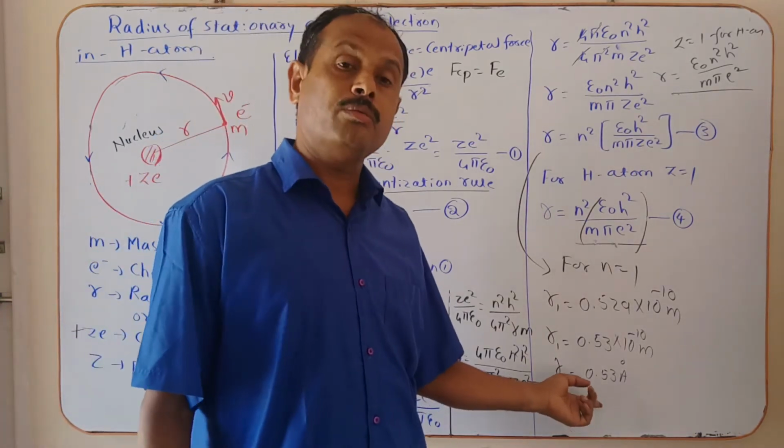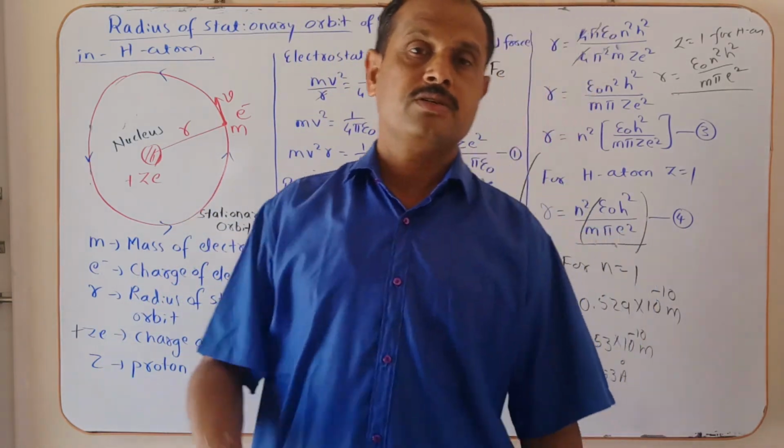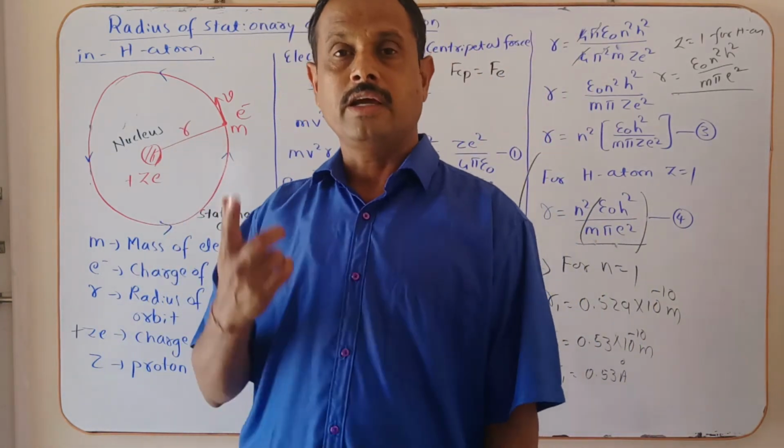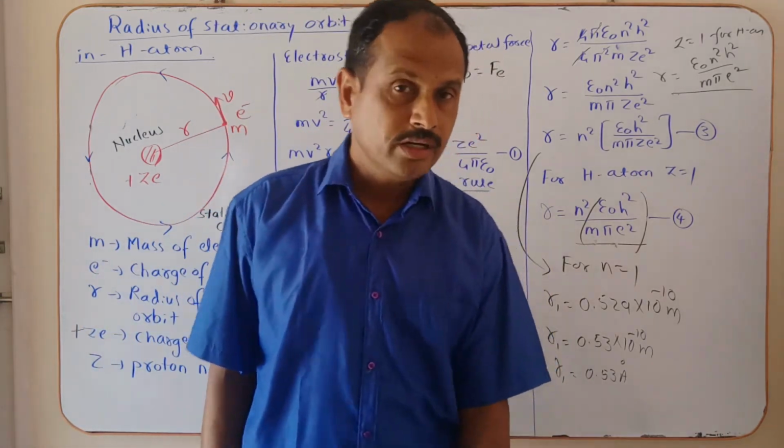This value is called Bohr radius. What is the meaning of Bohr radius? The radius of the first orbit of an electron in the hydrogen atom is called Bohr radius. Its value is 0.53 angstrom.